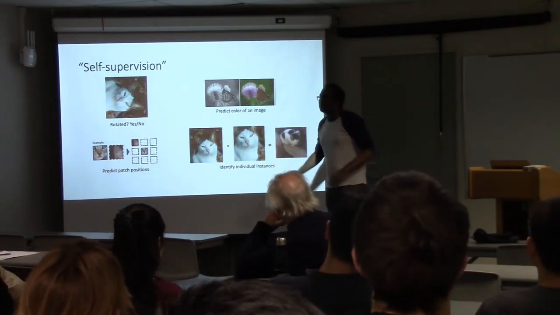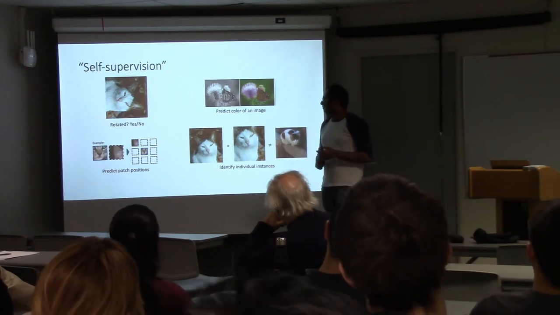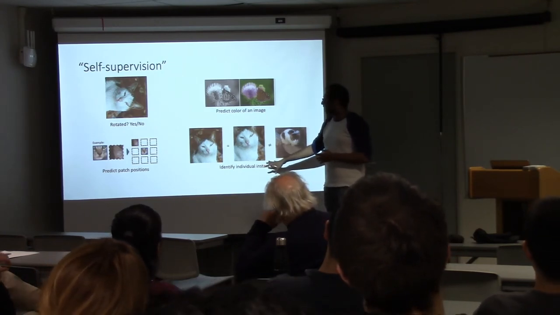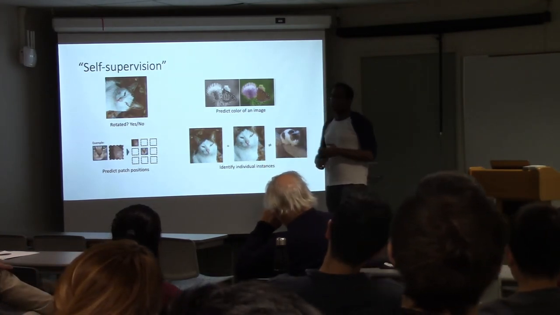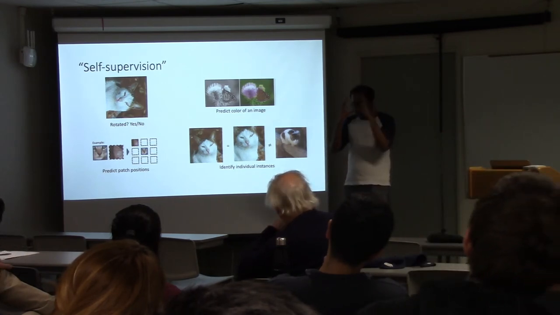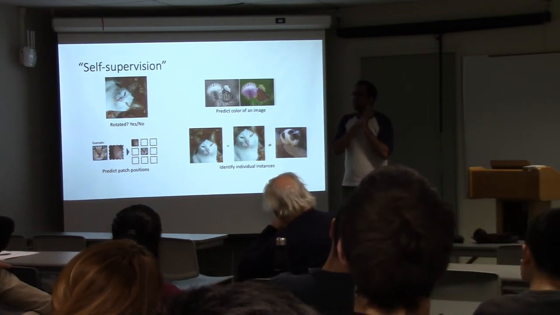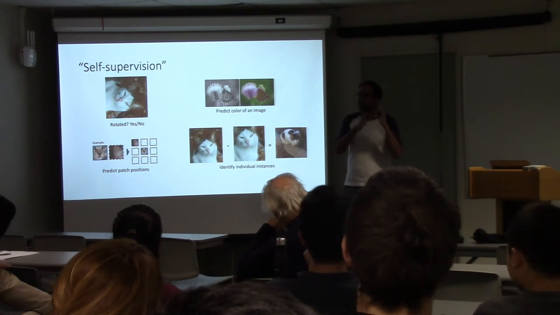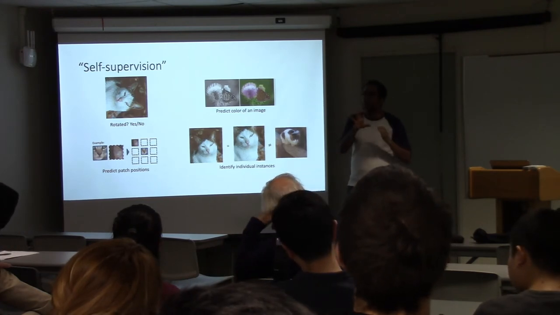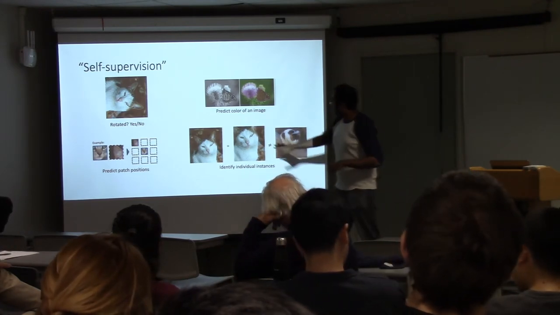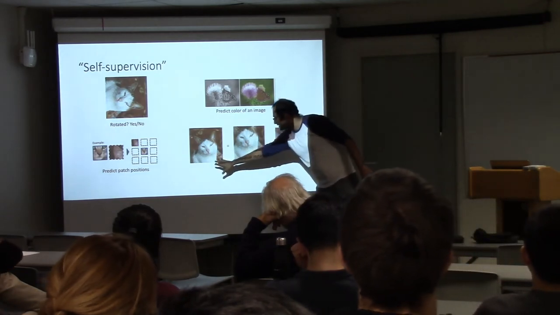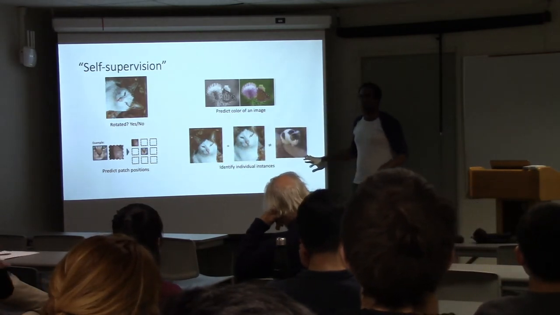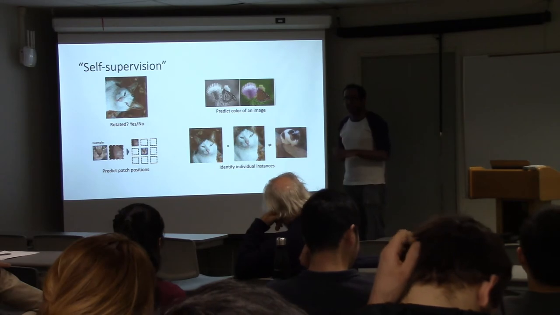And finally, there's also this task that seems to be really effective nowadays, which is the idea that you want to recognize individual instances in the data set. You basically want to remember each image. You want to say that, okay, this particular version is exactly the same as this image, but it's not this other image, even though they might be very similar objects.